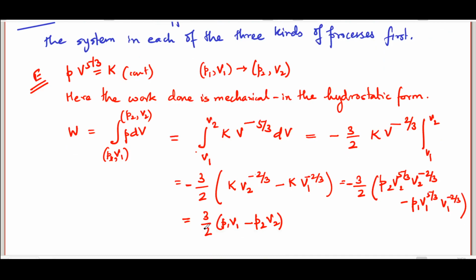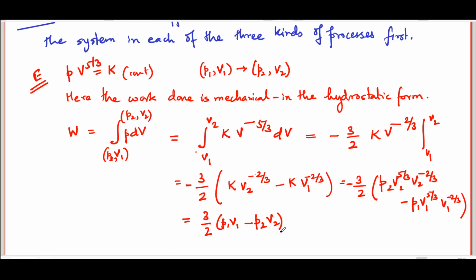It's plus 3 by 2. Because I have changed the sign here from this minus to plus, it means that I have had to swap these two terms. And you've got P1 V1 minus P2 V2 as your final result. So under this slow expansion, the work done is given by 3 halves of P1 V1 minus P2 V2. That is what our experimental findings tell us.